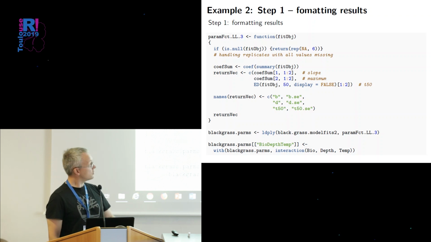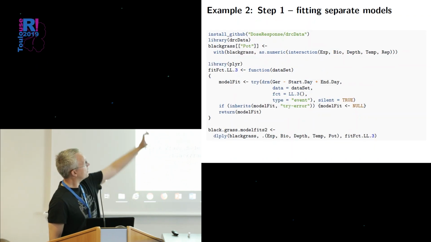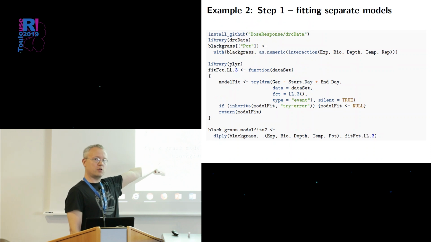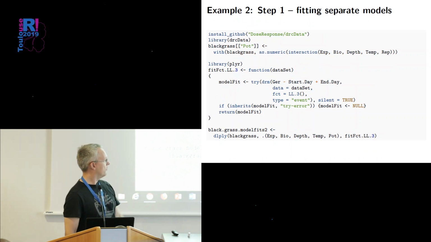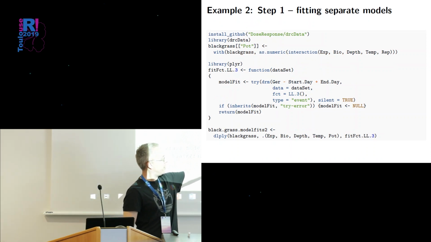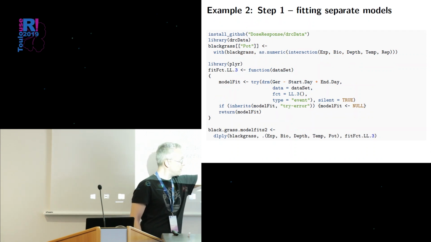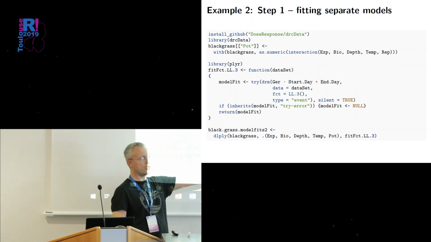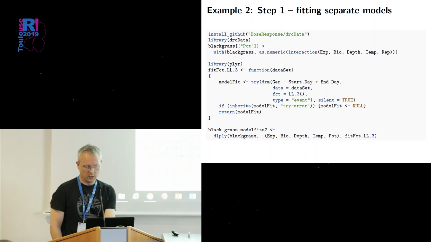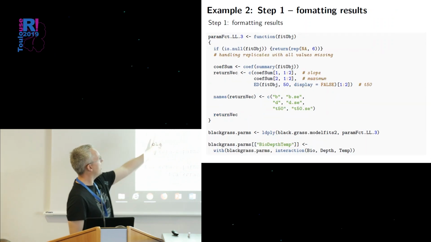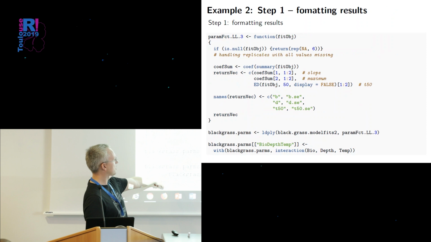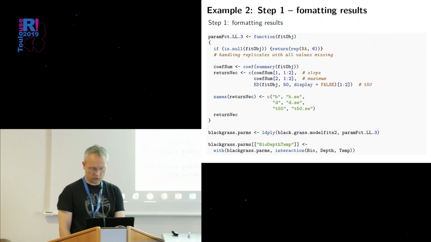What do we get out of this? So I here fitted all the separate models. That's happening actually here after I've set up the function. So fitting a model for each experiment, each biotype, each depth, each temperature, each pot. So I have really a lot of separate model fits. Then I give them names and add some additional column here. And how does it look?